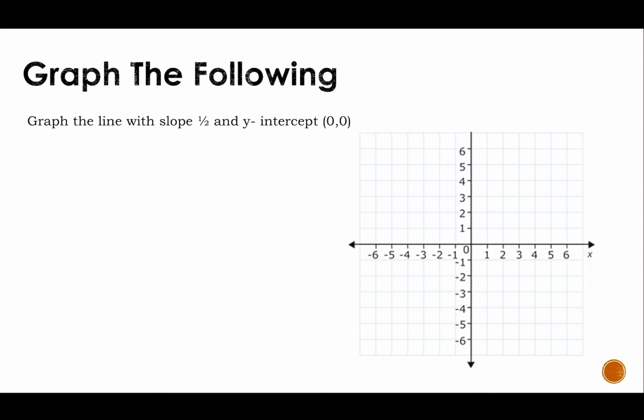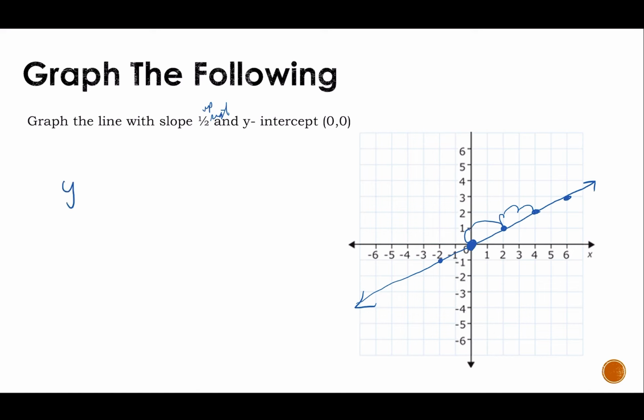Our last example, I'm going to graph the line with slope 1/2 and y-intercept (0, 0). So that means my y-intercept is the origin, and it's also my x-intercept. So my slope is 1/2. That means I go up 1 and to the right 2. So I'm going to go up 1 to the right 2, up 1 to the right 2. I could keep that pattern going, but this is what my graph of my line is going to look like.